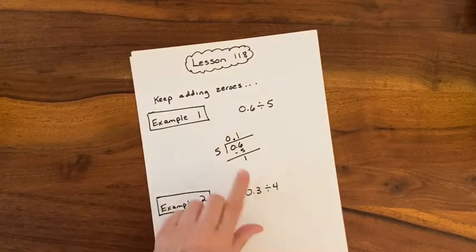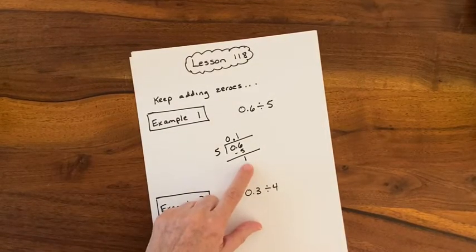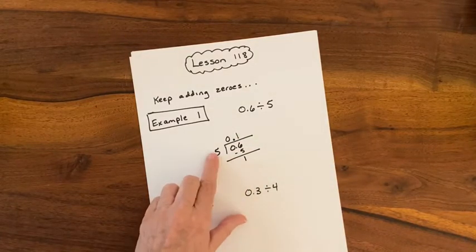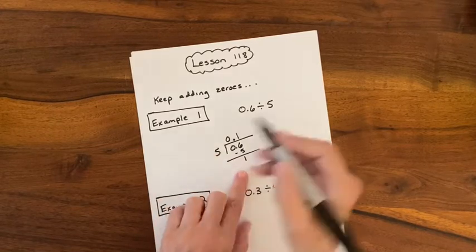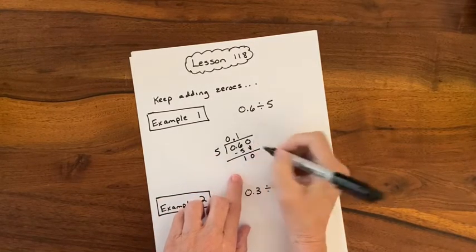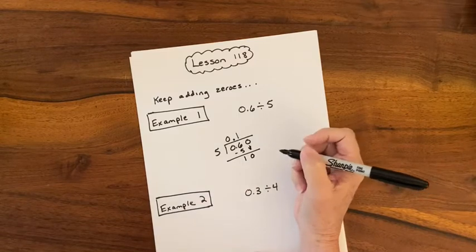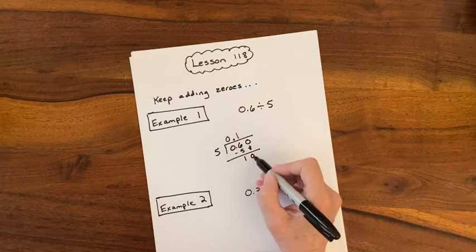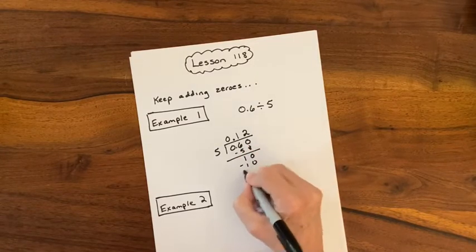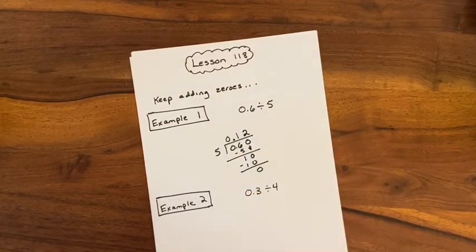Now I have a remainder of 1. So you would think I would just put that 1 up there, but I don't. So I know that it's 1/5 that's left over. If I add another 0 and bring it down, now can I finish my problem? Now I can say, oh, 5 goes into 10 2 times. So now I get 0 for my remainder.